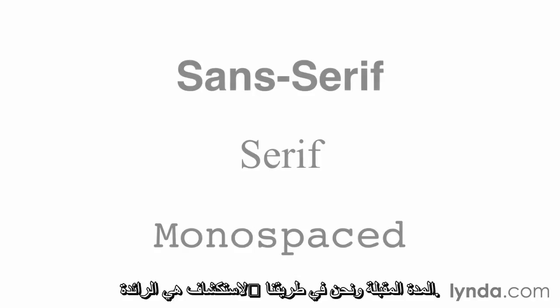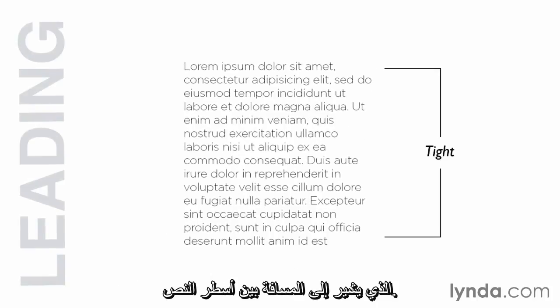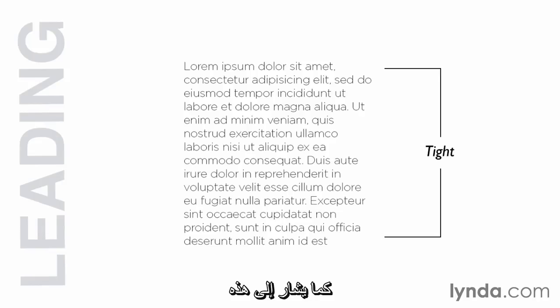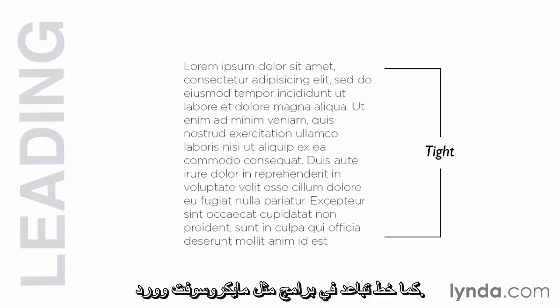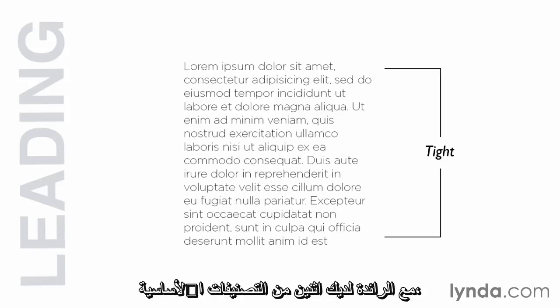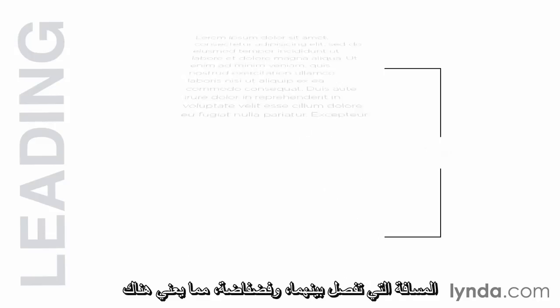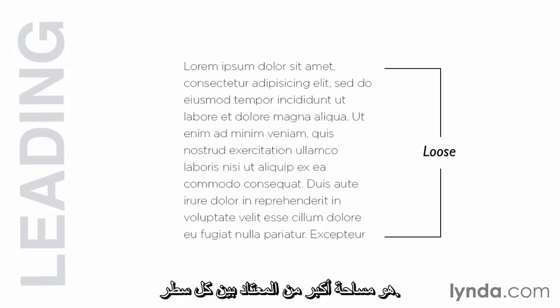The next term we're going to explore is leading, which refers to the space between lines of text. This is also commonly referred to as line spacing in programs like Microsoft Word. You would see it like double or single spaced. With leading, you have two basic classifications: tight, which means the lines have very little space between them, and loose, which means there is more space than normal between each line.